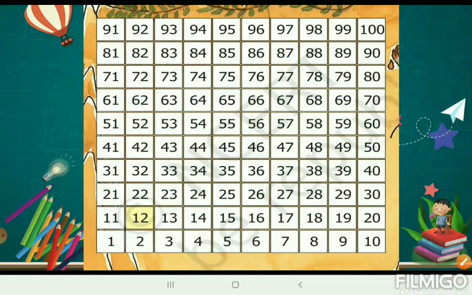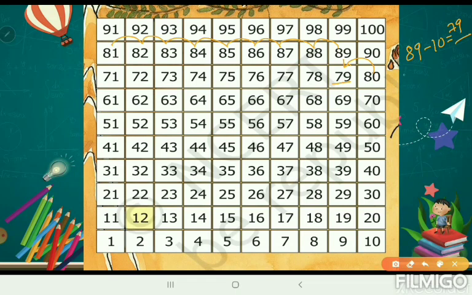Okay, so now suppose I want to subtract 10 from 89 and find the answer. So subtract means you have to jump backward. So I have to jump how many steps? 10 steps backward. Let's start. 1, 2, 3, 4, 5, 6, 7, 8, 9, 10. I reach 79. So my answer is 79.